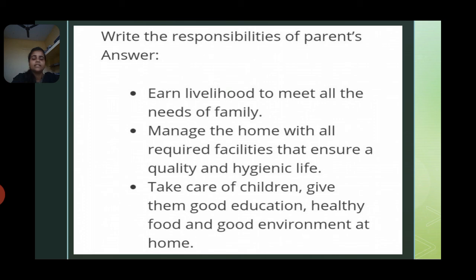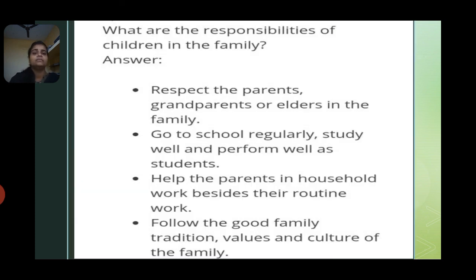Take care of children, give them a good education, healthy food and a good environment at home. Yes, this is important. Take care of our children and give them quality education, that is good education, healthy food and a good environment at home.